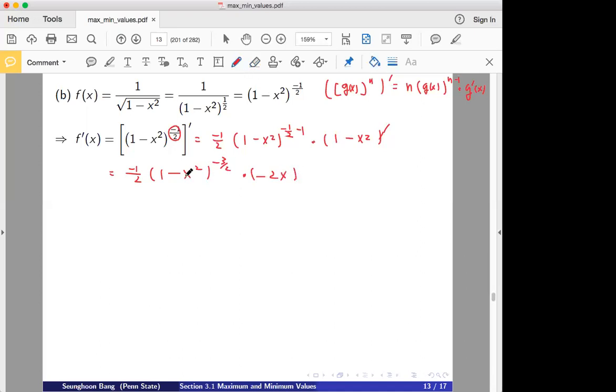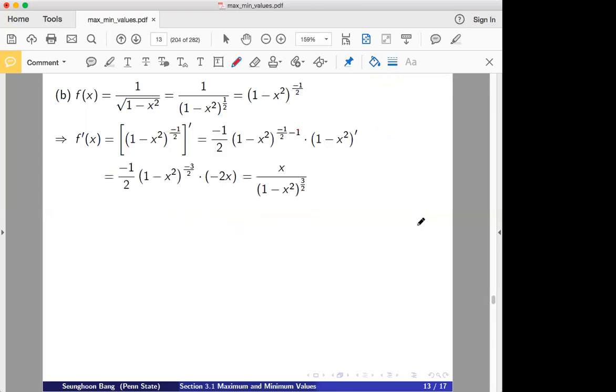So what's that? You can change it a little bit. This is the same as negative 1 over 2 times, changing to the positive exponent, 1 over 1 minus x squared to the power 3 over 2, times negative 2x. What happens? The 2 is crossed out. Minus 1 times minus 1 is positive, x. We have x over 1 minus x squared to the power 3 over 2. So we have this result. That's right.